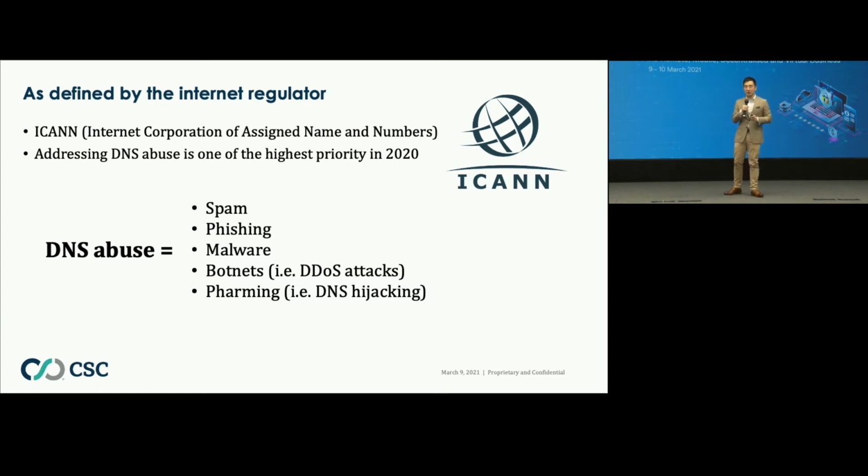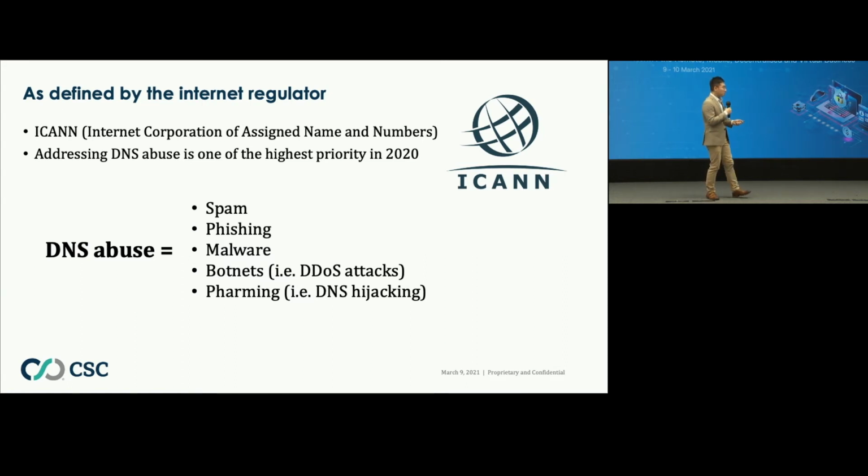So why am I saying this? Because ICANN says so. ICANN is basically the organizer of the internet. They regulate the internet, and according to ICANN, there's a concept of DNS abuse. When it comes to DNS abuse, what they're talking about is what I listed over there: spam, phishing, malware, botnets, pharming. So phishing, according to ICANN, is also a DNS issue.